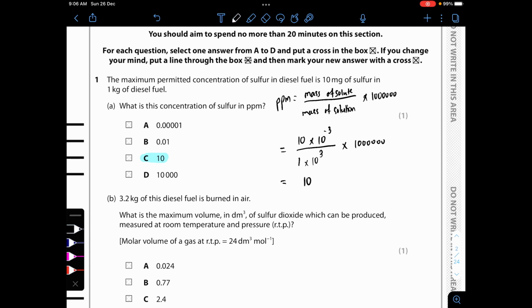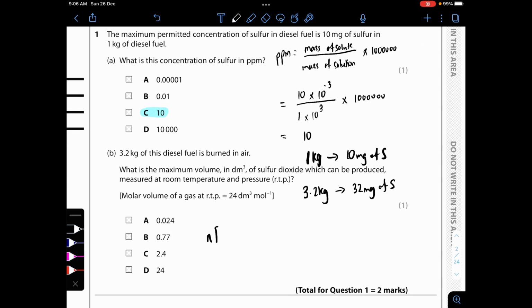Alright, then the next question says 3.2 kg of this diesel fuel is burnt in air. What is the maximum volume of sulfur dioxide which can be produced, measured at room temperature, where the molar volume is 24 dm cubed? Okay, so we know that 1 kilogram contained 10 milligrams of sulfur, right? So using that logic, we can say that 3.2 kilograms of fuel will contain 3.2 times 10, which is 32 milligrams of sulfur. So all we have to do now is work out the moles for this.